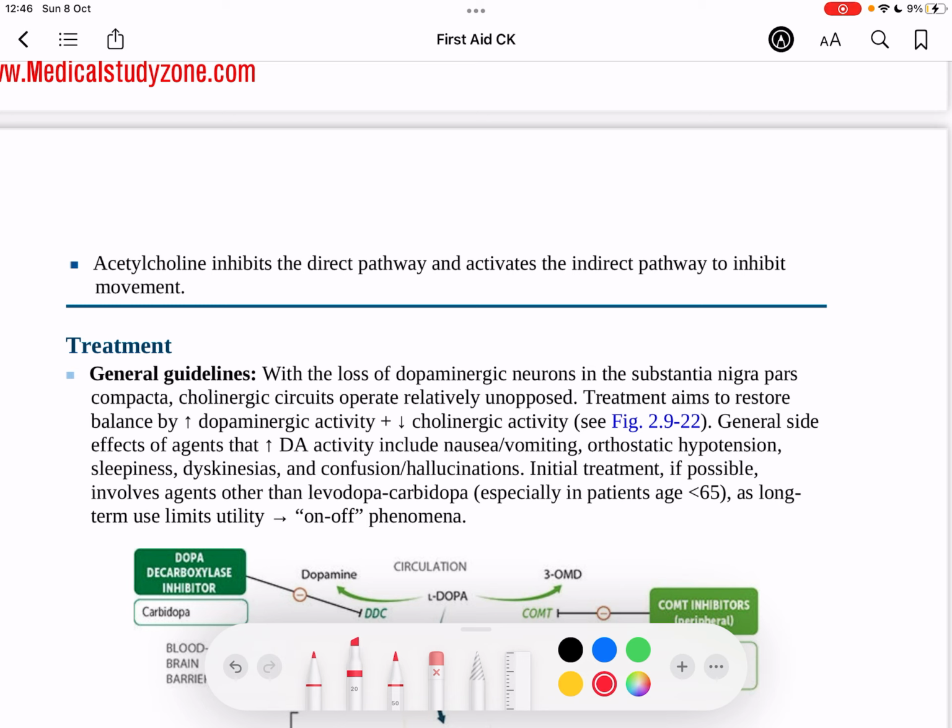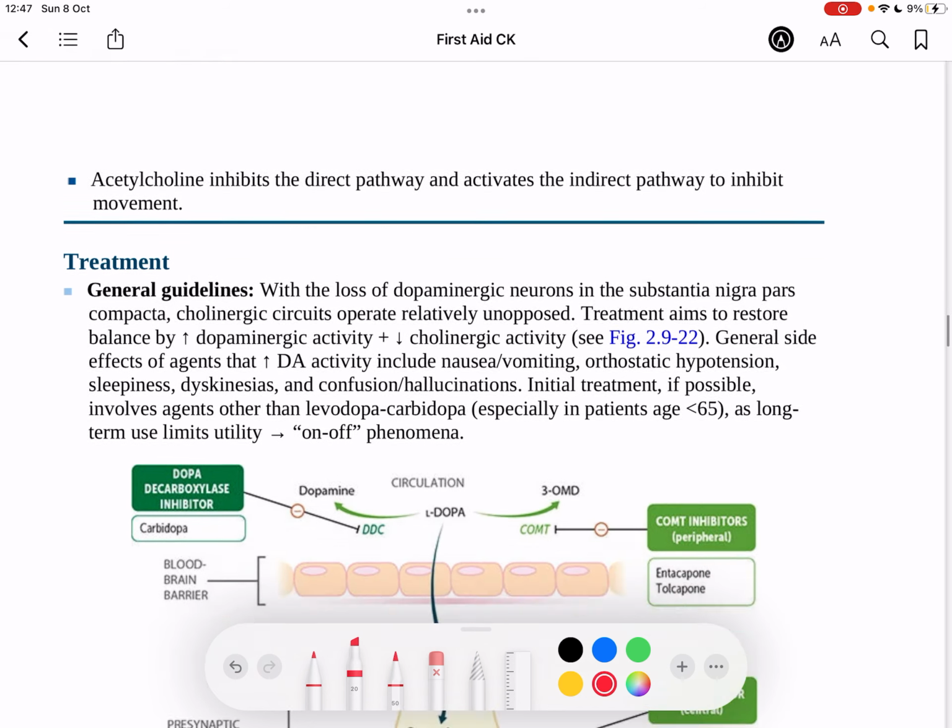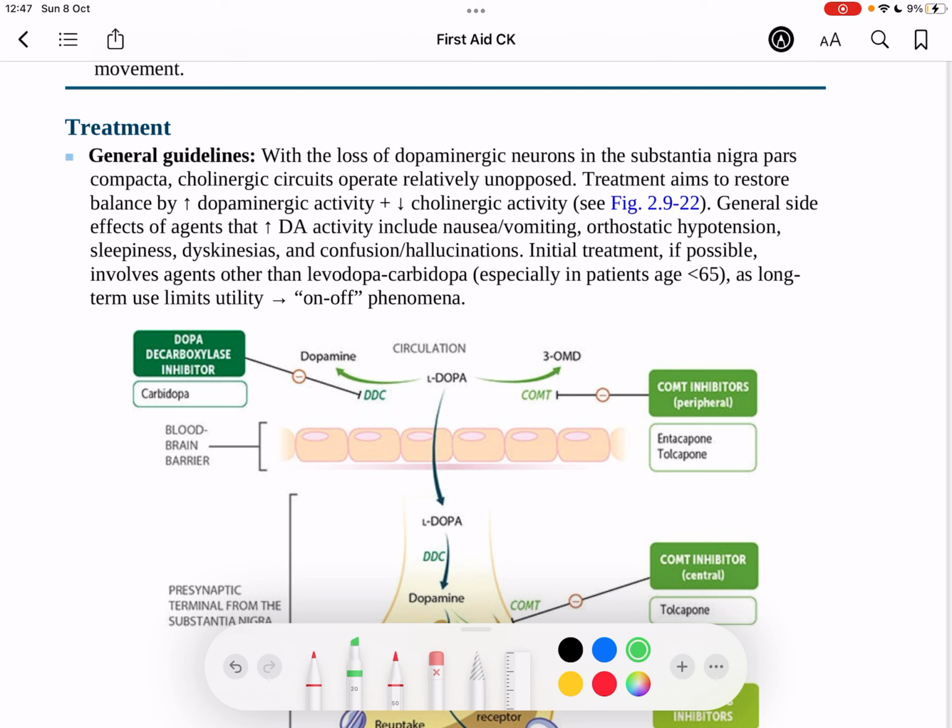This is a huge oversimplification, but if you're sitting Step 1, I would make sure you know the direct and indirect pathway and specifically how these work, but it's not so important for Step 2. Moving now on to treatment.